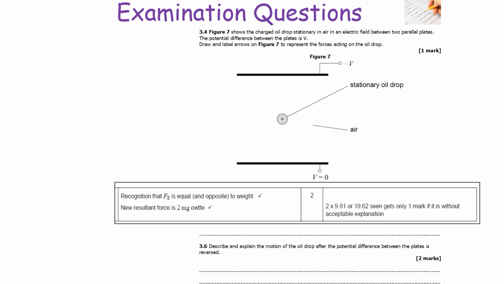So now there's going to be a resultant force acting downwards on the oil drop, because originally the upwards electrical force is now acting downwards. So this tells us that the oil drop will accelerate downwards. But as it accelerates downwards, because it's moving through air, the air resistance produced as the oil drop goes down will increase because it's moving faster. So air resistance gets bigger until eventually we reach a terminal velocity between the air resistance acting against motion and the resultant force of weight and electrical force acting downwards.